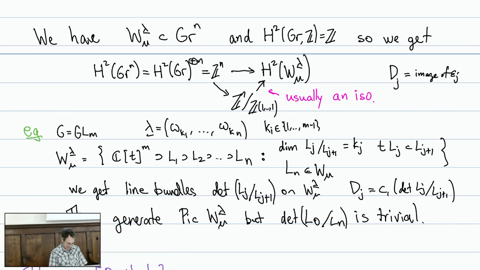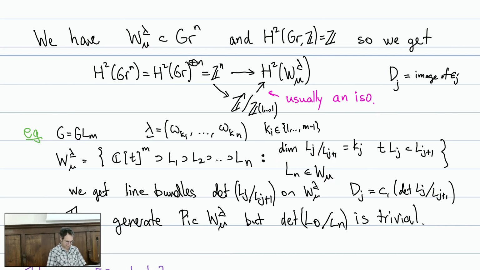And finally, there's a condition related to mu, which just imposes a condition on the last lattice, which is just that Ln is in W. Okay? From this perspective, we have natural line bundles. We have tautological vector bundles coming from quotients. So this is like a flag-like space.